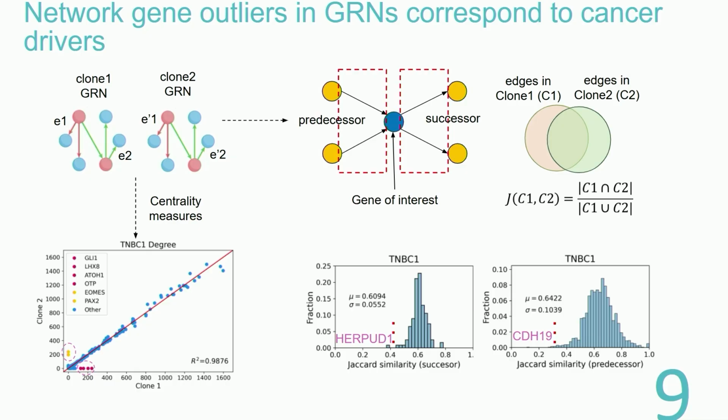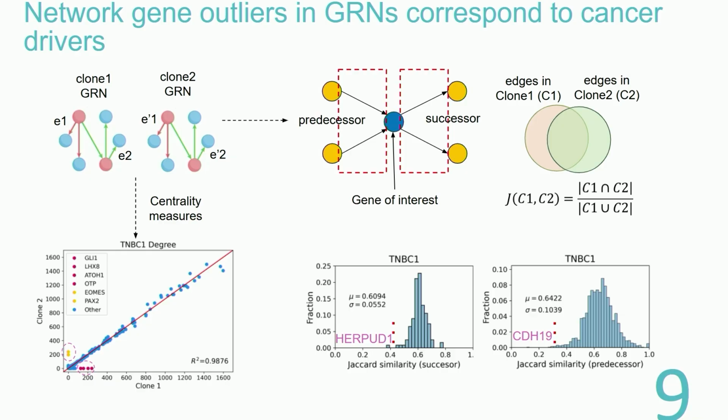What we noticed was a lot of the outlier genes on the top, in the upper quartile, basically represented housekeeping genes, which made sense because housekeeping genes have very similar functioning across the two clones. But some of the interesting genes that fell in the lower quartiles, for example HERPUD1 and CDH19, are known to be therapeutic targets or tumor suppressor genes respectively in triple negative breast cancer.